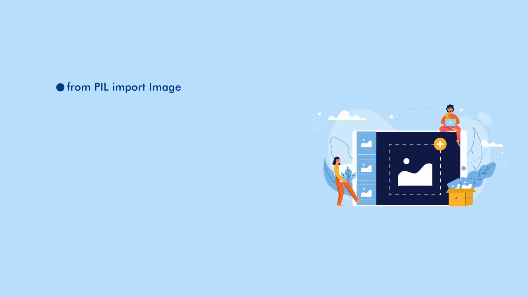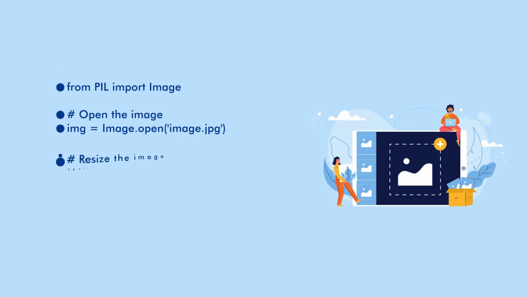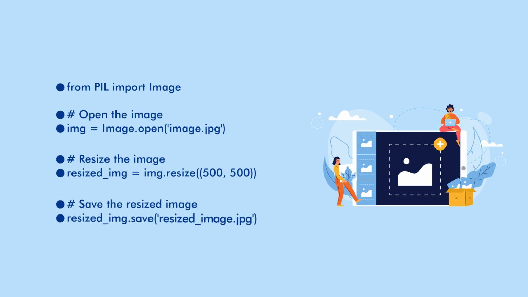Here is an example using this code. We can see in this code that we have to take the image. First of all, we have to import the libraries, then open the image, or we can fetch the image in some particular format, then resize the image with the resize function. Here the value 500, 500 shows the dimensions of that particular image. Then save the resized image with image save.